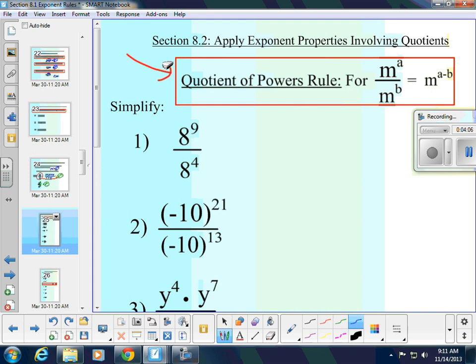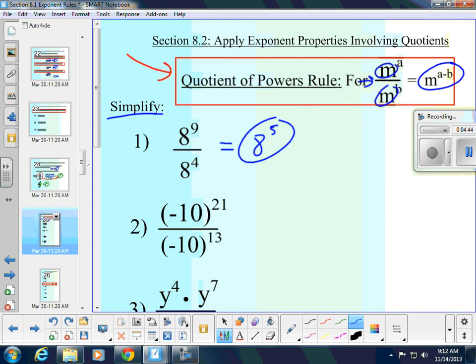So yes, it says if you're dividing powers and they have the same base, like that example has m for each one, then I can just subtract the two exponents, and that's what my power will be now, to simplify it. So again, we may simplify this, just writing... It might say simplify for the directions. It may say write as a single power, or write using exponents. But all it's asking us to do is apply this rule. 8 to the 9th divided by 8 to the 4th. I just keep that same base and subtract 9 minus 4 and get 8 to the 5th power.